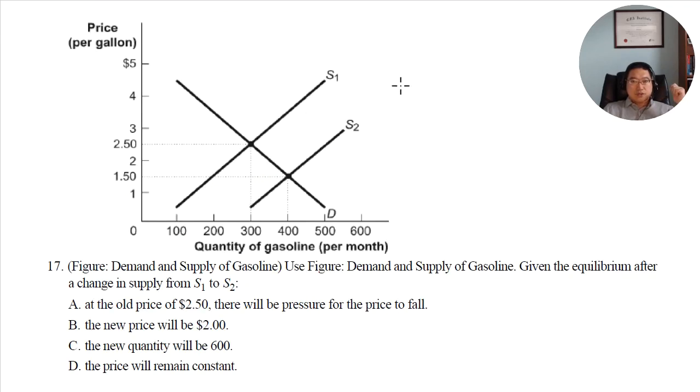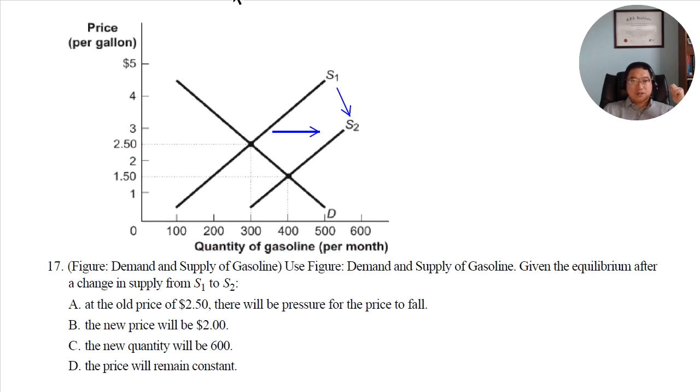Now let's look at question 17. It's about the demand and supply of gasoline. Given the equilibrium after a change in supply from S1 to S2. So it's always 1 to 2, okay? That 1 to 2 means the 1 is the old one, 2 is the new one. That's the different curves. And what we have is increase the supply.